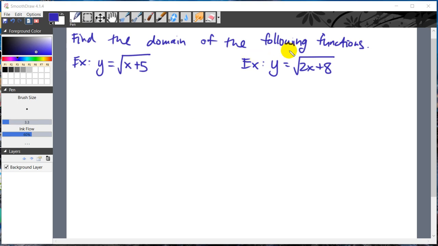Hello. All right, so in this video, I'm going to show you how to find the domain of a square root. Let's say we want to find the domain of each of these functions. This is also very easy.